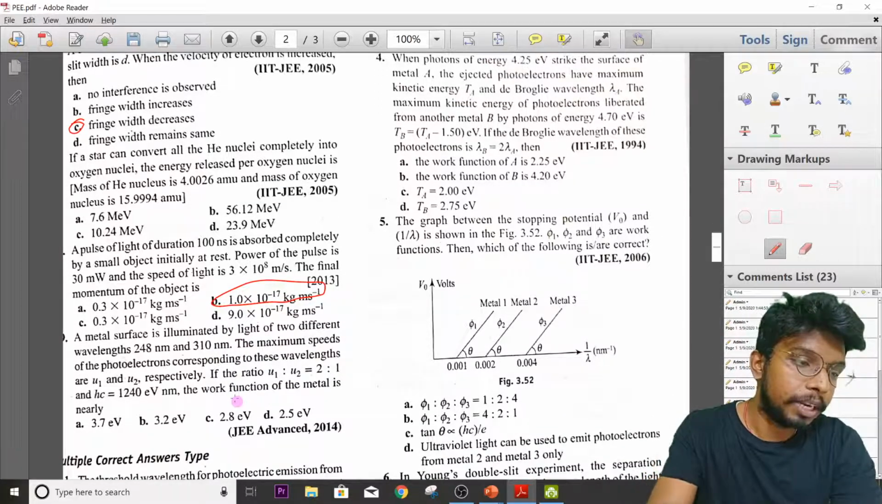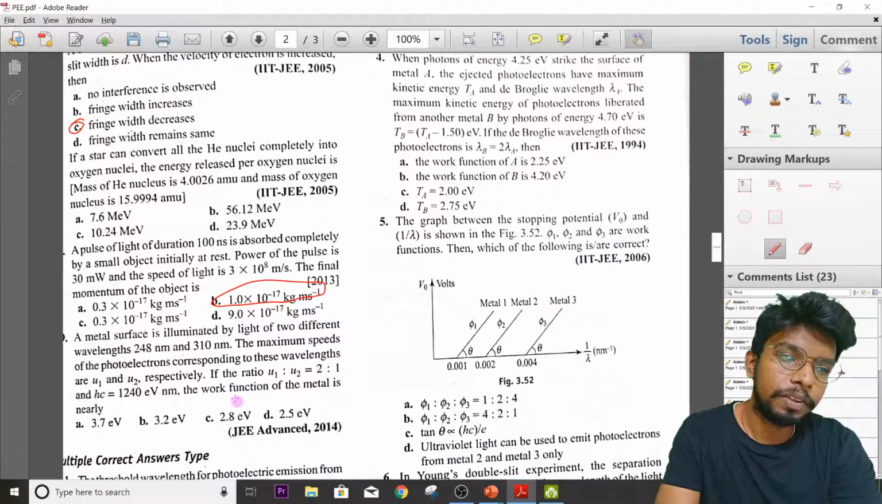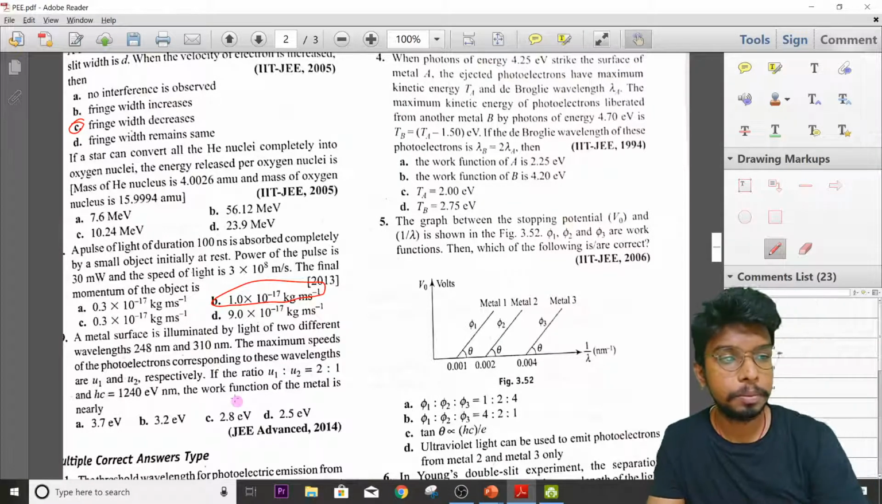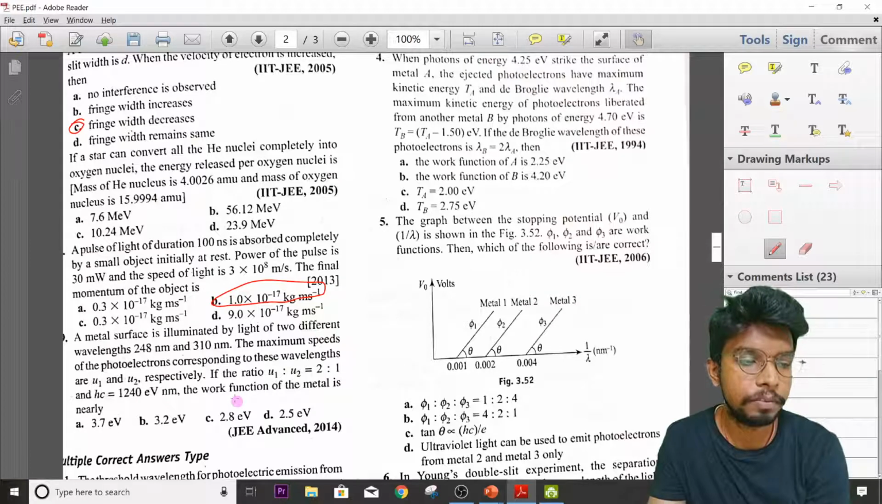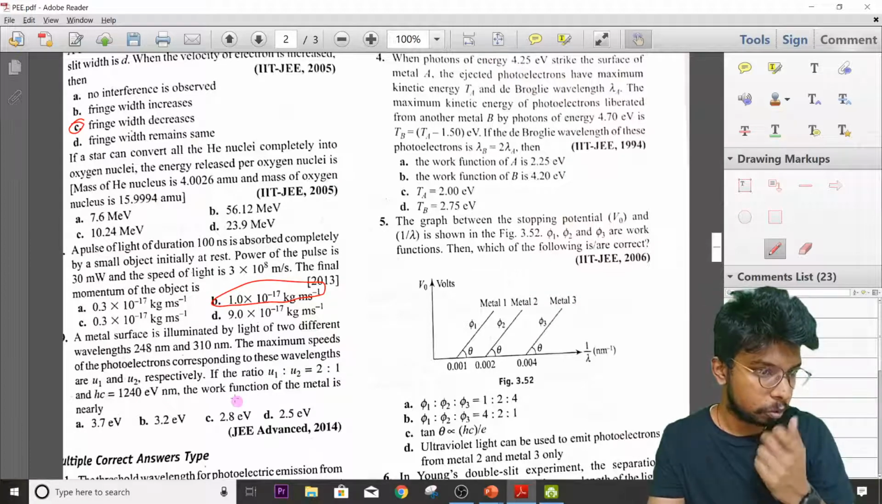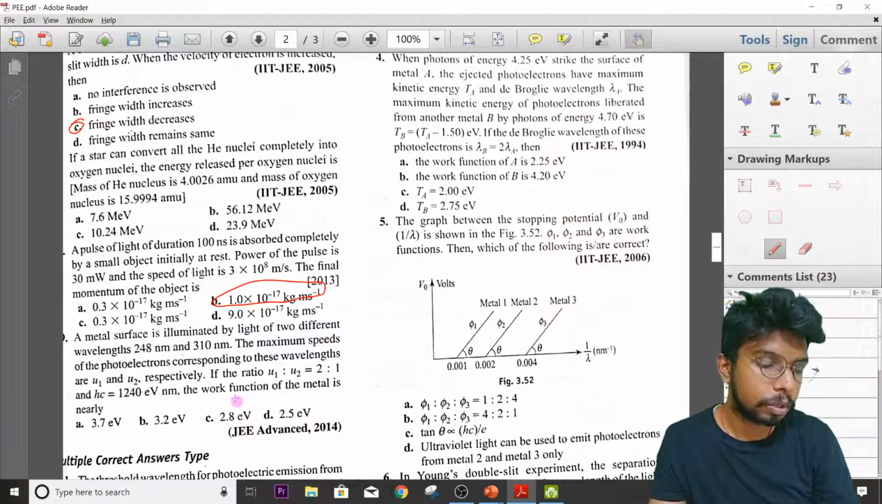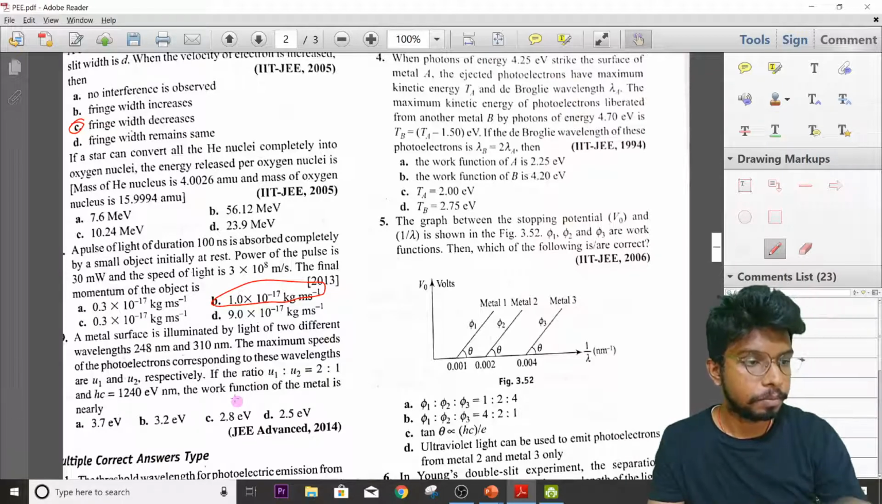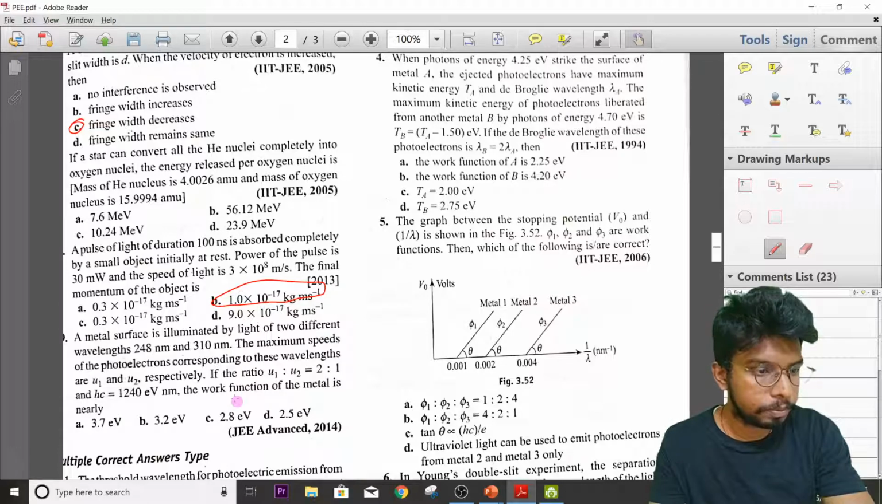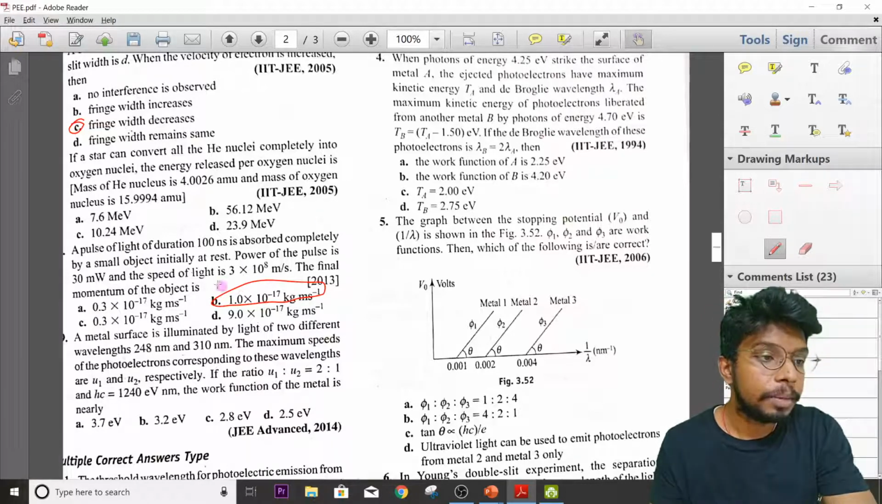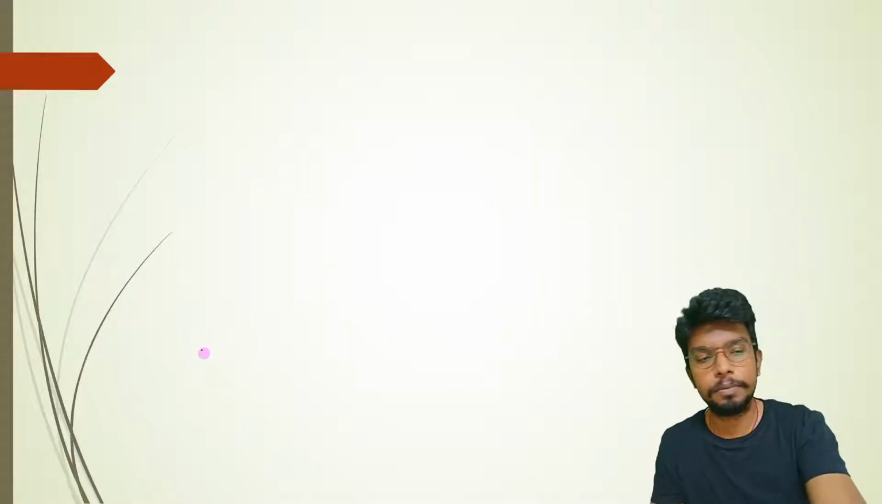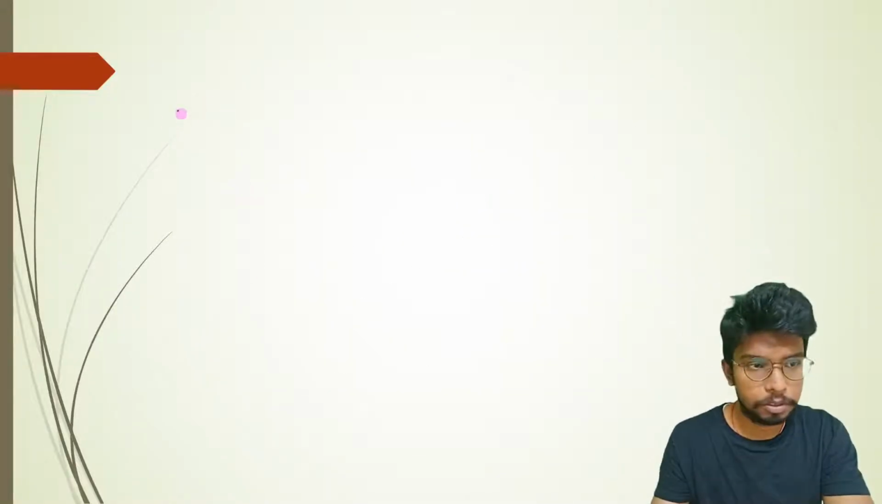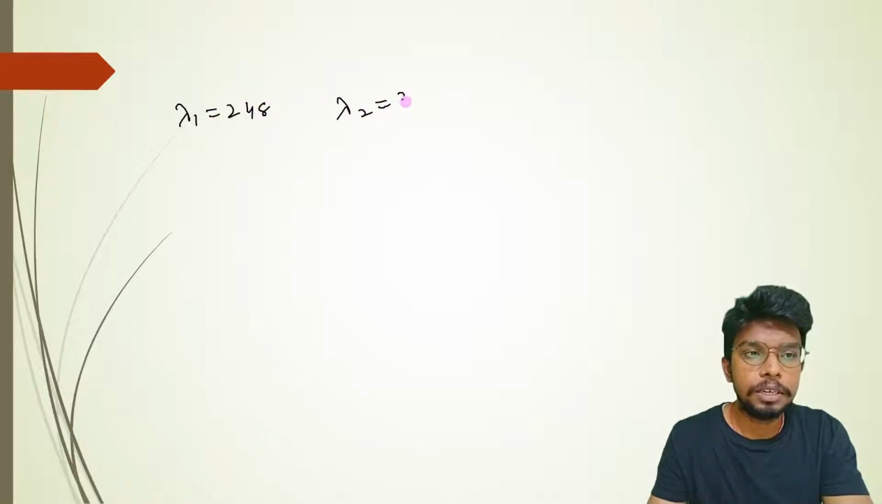A metal surface is illuminated by light of two different wavelengths, 248 and 310. The maximum speeds of the photoelectrons corresponding to these wavelengths are u1 and u2 respectively. If the ratio u1 to u2 is 2 to 1 and hc is 1240, the work function of the metal is? Fine. There is a metal surface which is illuminated by light of two different wavelengths, 248 and 310.